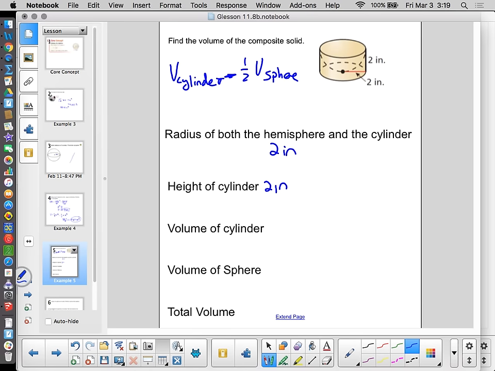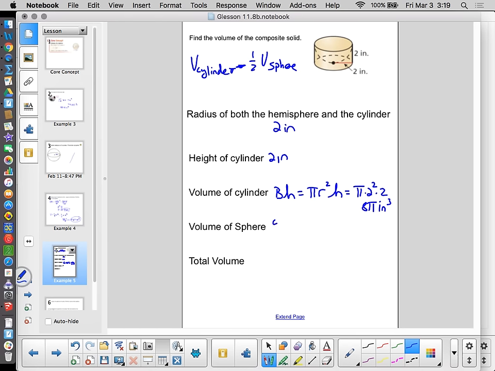So the volume of the cylinder is base area times height. So that's pi r squared times height. The radius is 2. So it's pi times 2 squared times another 2, or 8 pi inches cubed.